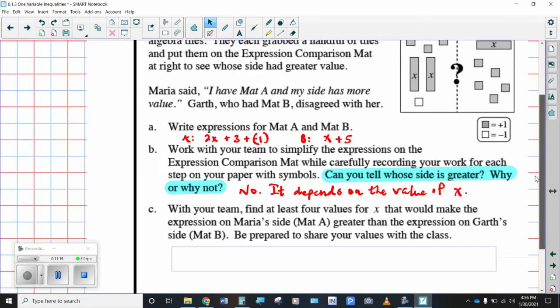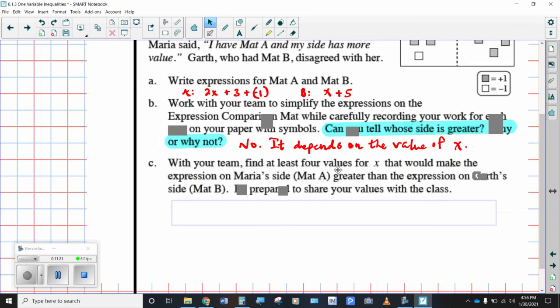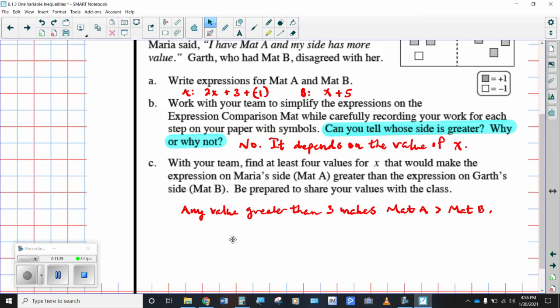So the last part says, with your team or on your own, find at least 4 values of x that would make the expression on Maria's side greater than Garth's side. So anything that's greater than 3. So you could have said, if x is 4, then the left side is greater than the right side. If x is 10, if x is 15, if x is 1,000, anything that's greater than 3 would make mat A greater than mat B.